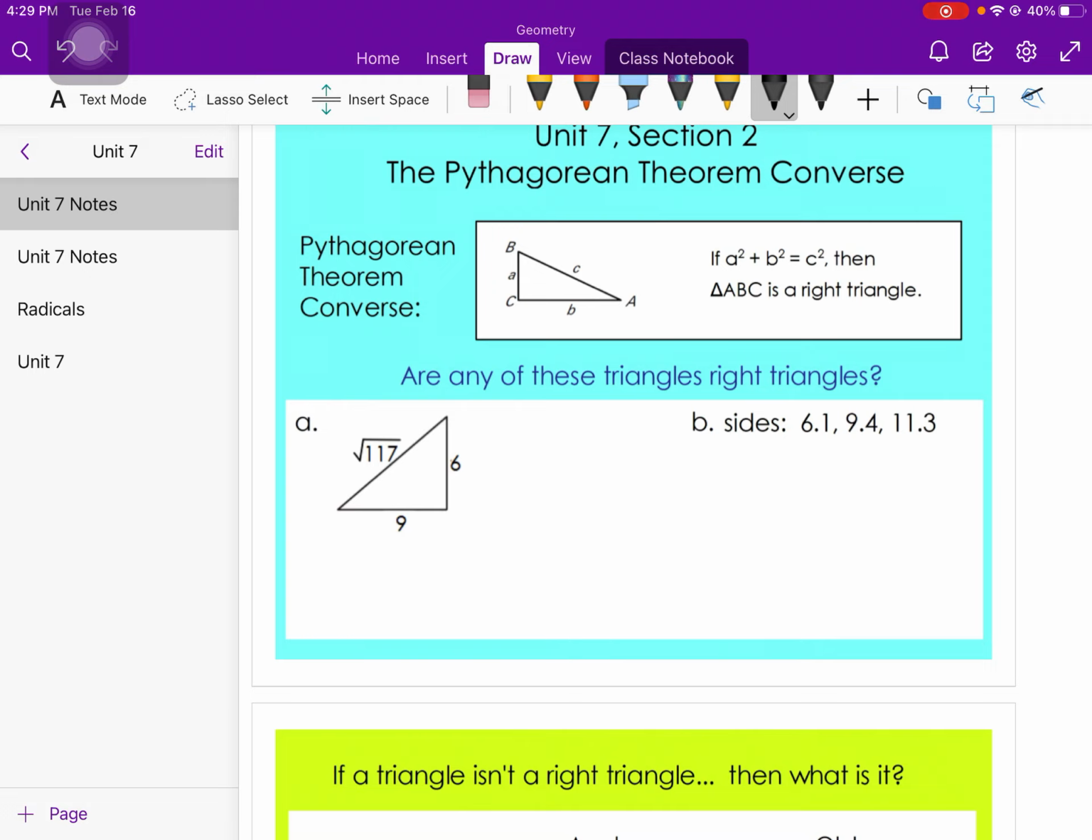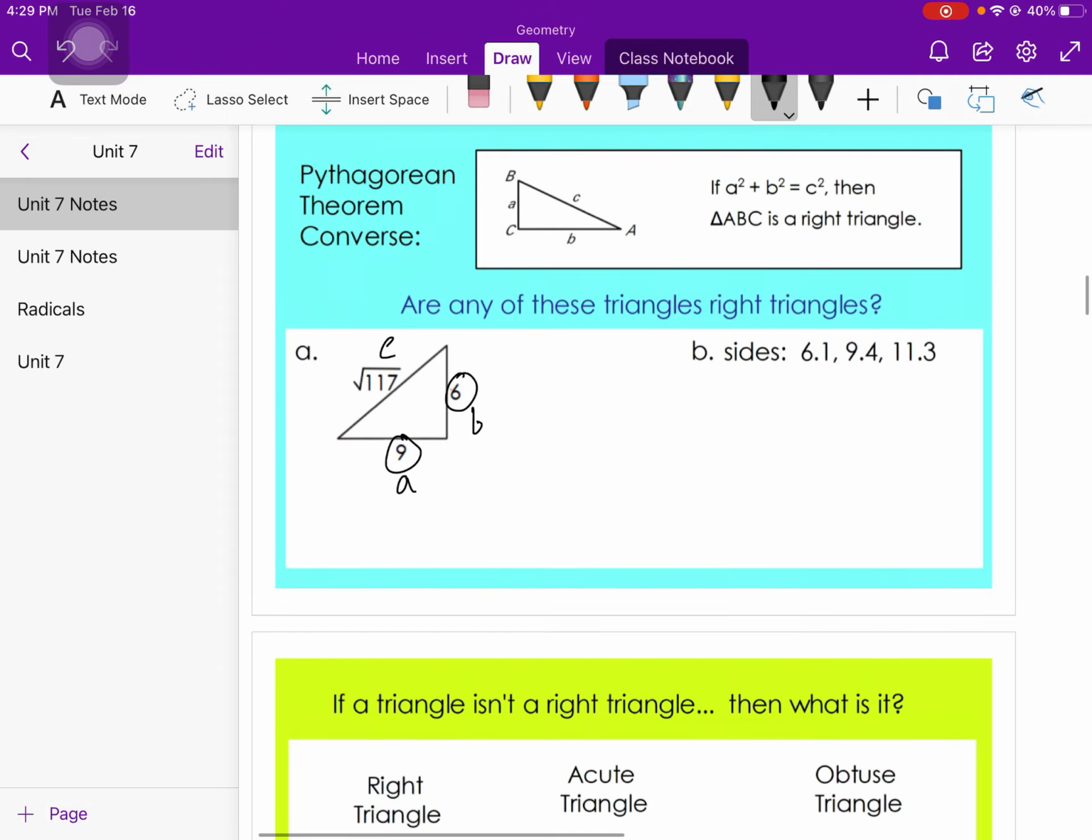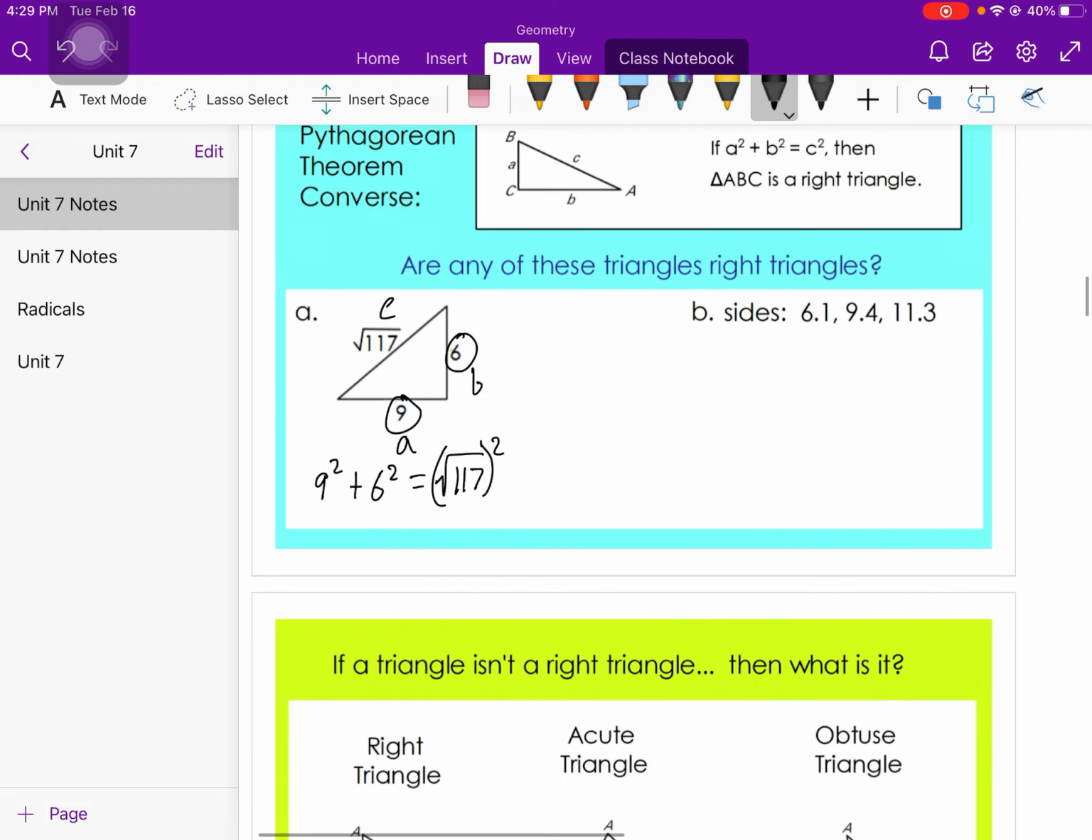So in part A here, we want to identify the fact that 6 and 9 are smaller than the square root of 117. That's going to be like 10.8 or 10.9, something like that. So what we're going to do is say this is our A, this is our B, and this is our C. So we're going to get 9 squared plus 6 squared equals square root of 117 squared. 9 squared is 81, 6 squared is 36, and when you square a square root, it just undoes itself and you get the number inside.